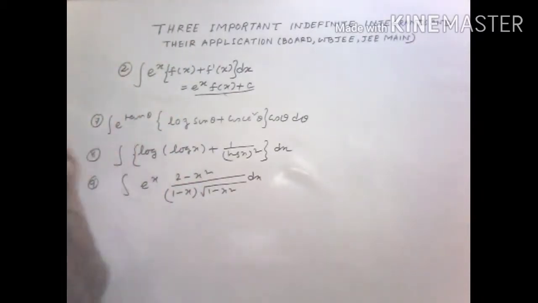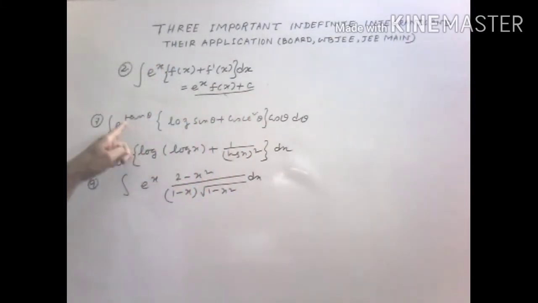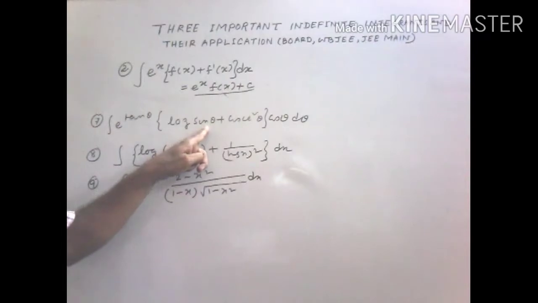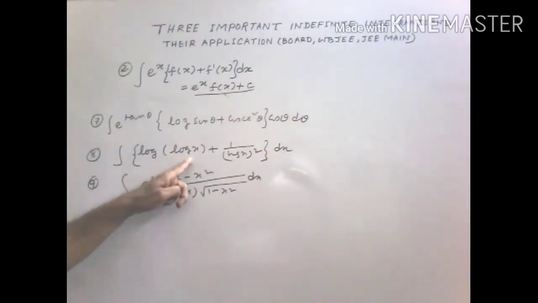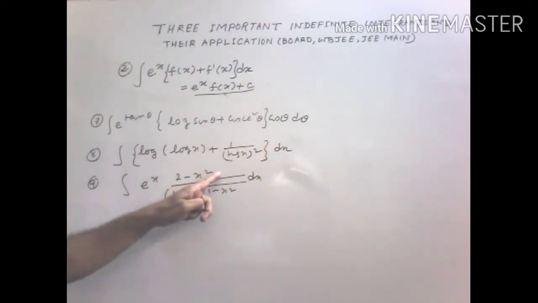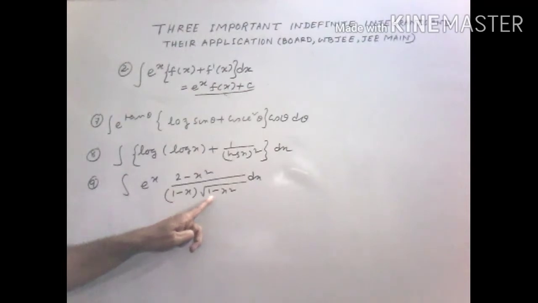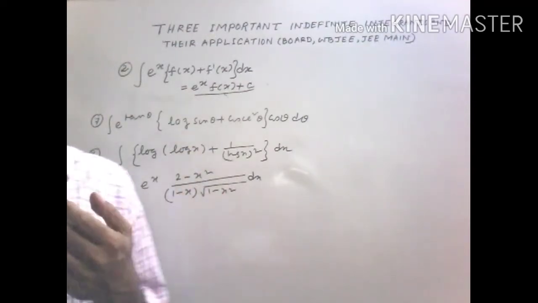Now look, 7, 8, 9, they are given in twisted form but very simple. e to the power tan theta, log sin theta plus cosec square theta into cos theta d theta. Log of log x plus 1 by log x whole square. e to the power x, 2 minus x square, 1 minus x into root over 1 minus x square dx.